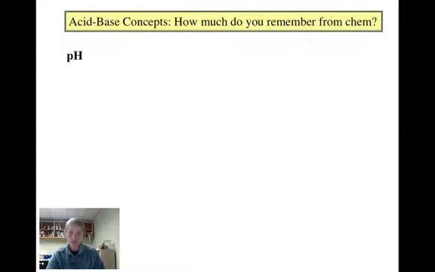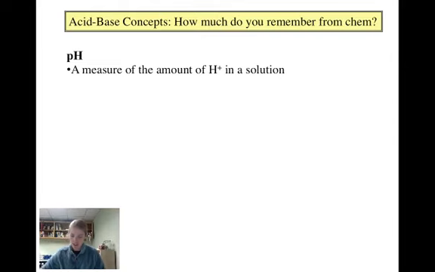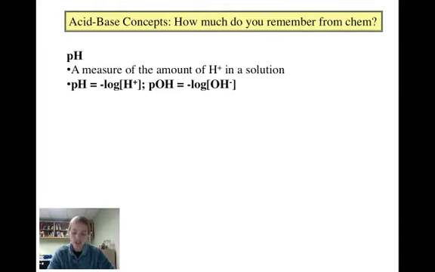Knowing the pH of a solution gives us an idea of the amount of hydrogen ions in the solution. In order to calculate pH, take the negative log of the concentration of hydrogen ions in the solution. Similarly, to find the pOH, take the negative log of the concentration of hydroxide ions. A higher concentration of hydrogen ions means a more acidic solution, or a solution with a lower pH.